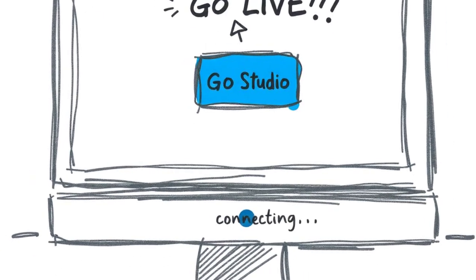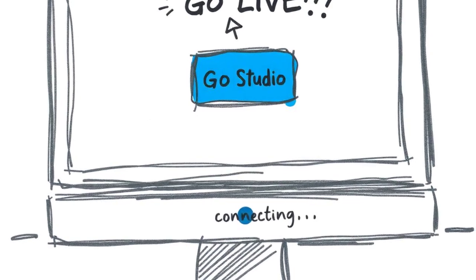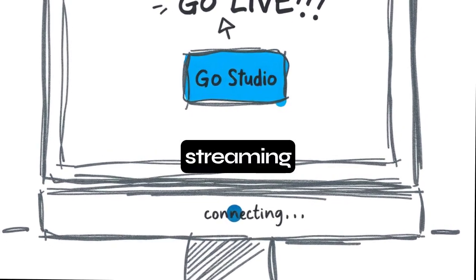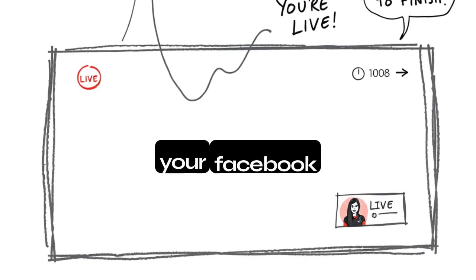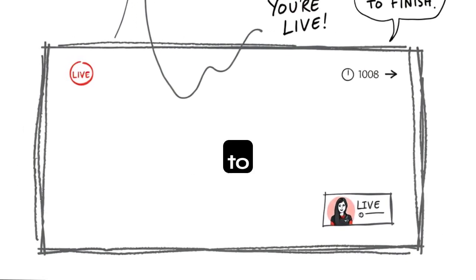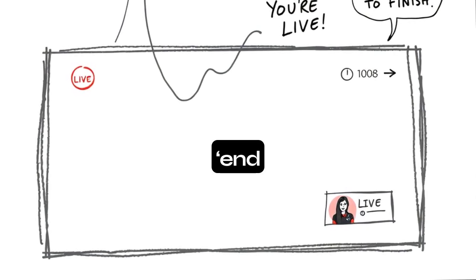Ready to start? Click the Go Live button. Prism will connect to Facebook and start streaming on your page. Once you see the live timer running, you're officially live on your Facebook page. Speak to your viewers, and when you're done, click End to stop the stream.